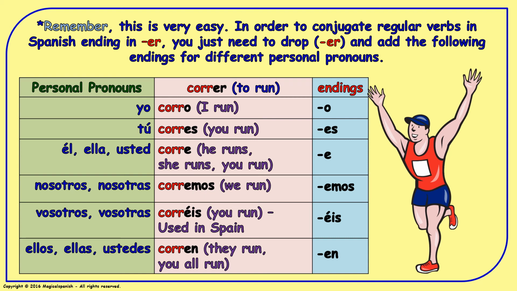Corremos. Then we have vosotros and vosotras corréis. Remember, this is quite used in Spain, and that means you run. That means that we need to add at the end E with the graphic accent IS. And now at the end we have ellos, ellas, and ustedes corren. They run or you all run. The ending for this conjugation is going to be EN. As you can see, it's not difficult. We just need to pay attention and keep in mind the ending for every one of our personal pronouns.